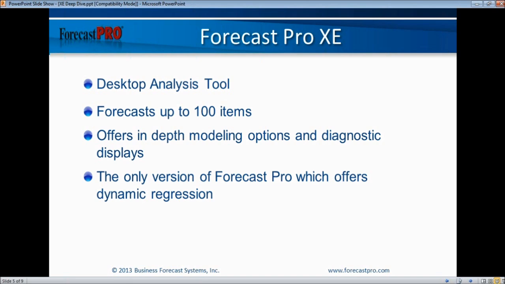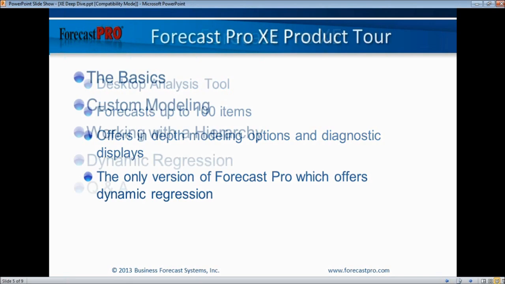And again, in addition to automatic modeling, you can really go quite in depth, with a lot of different forecasting methods and a lot of diagnostic displays to help you through the forecasting process. So whether you're a beginner and want to rely primarily on automatic approaches, or whether you're a seasoned forecaster and want to really get your hands dirty and get into the details, Forecast Pro XE can be used for either audience. It is the only version of Forecast Pro which offers dynamic regression. So if regression modeling is part of what you want to accomplish, it is the version of Forecast Pro which supports that.